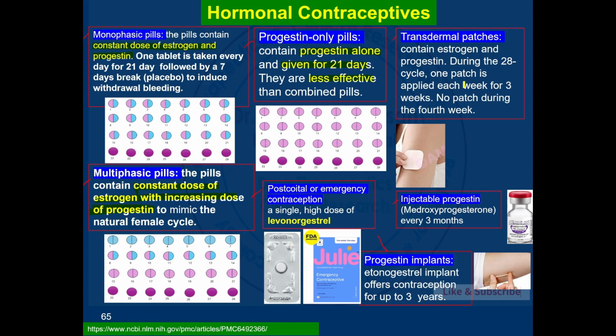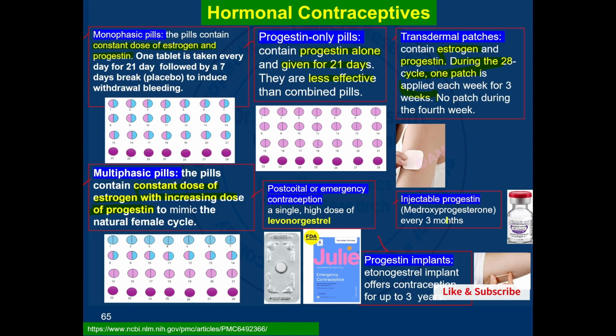Another method for contraception is the transdermal patch. The transdermal patch contains both estrogen and progestin, and is used for a 21-day cycle. We apply one patch each week for 3 weeks, then we remove the patch during week number 4, the 4th week.